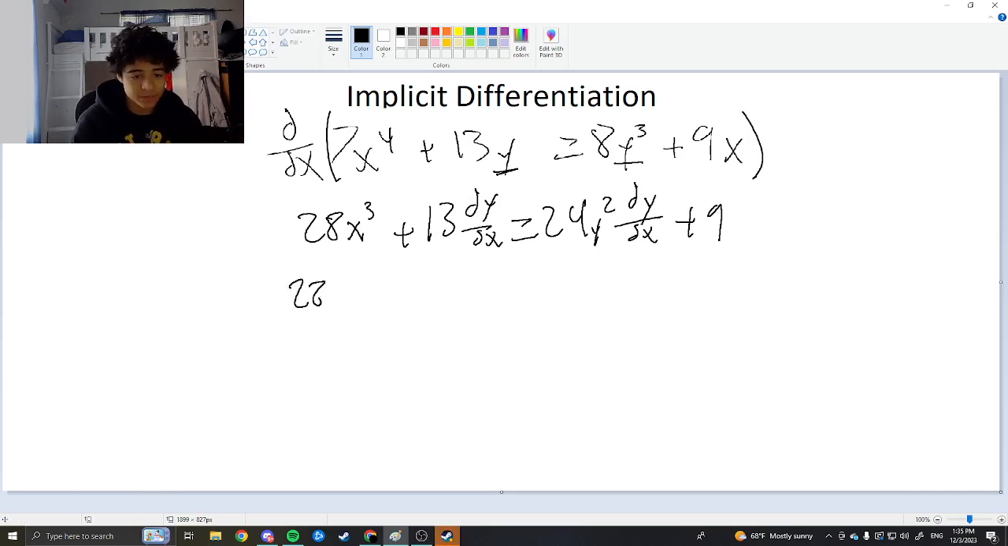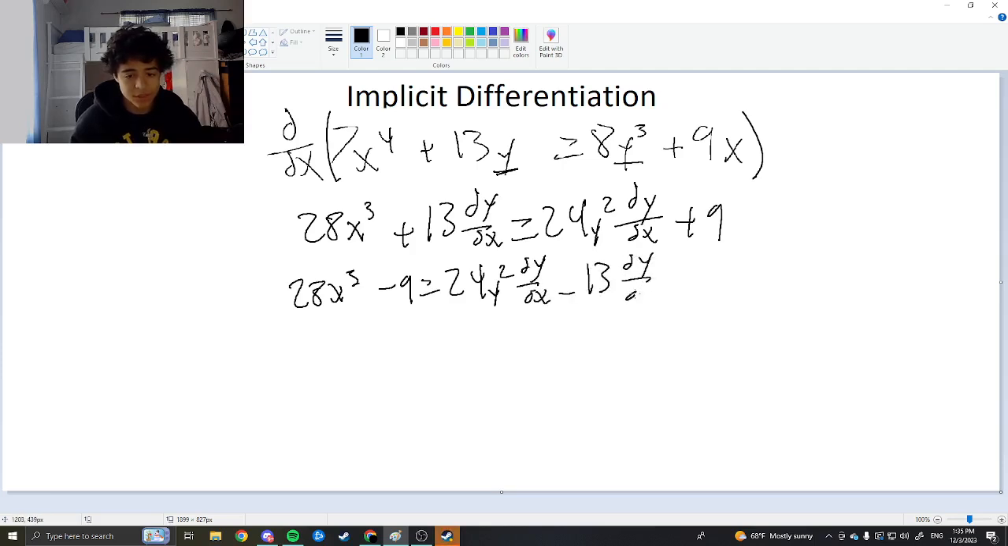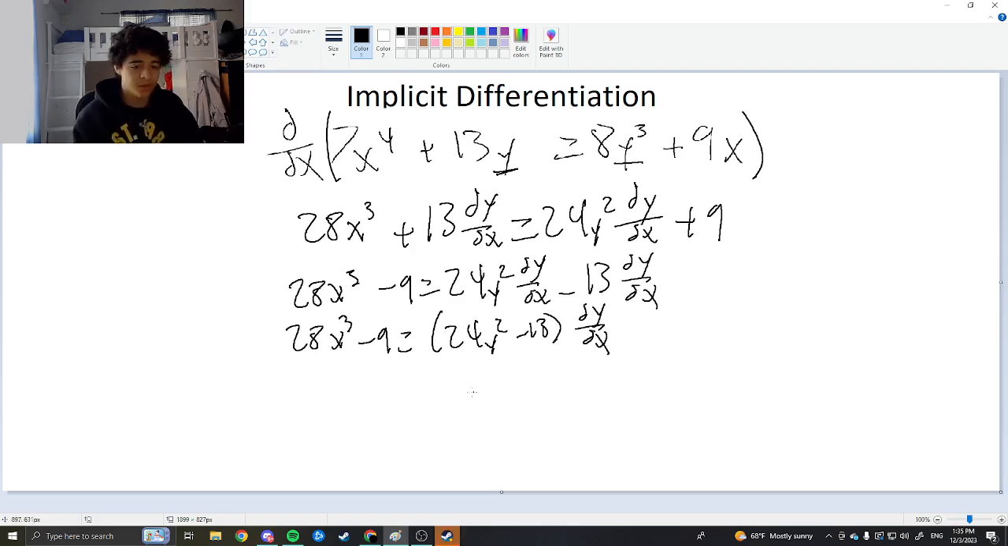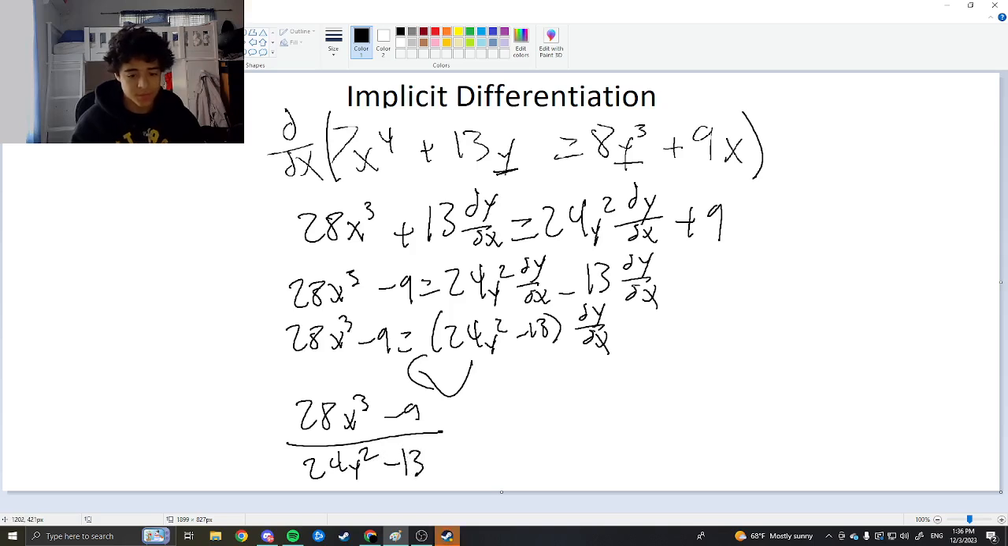So we're going to have 28x to the third minus 9 equals 24y squared dy/dx minus 13 dy/dx. And then again, we're going to factor it. So 28x to the third minus 9 equals (24y squared minus 13) times dy over dx. And then, like before, we're going to divide it. 28x to the third minus 9 over 24y squared minus 13 equals dy over dx.